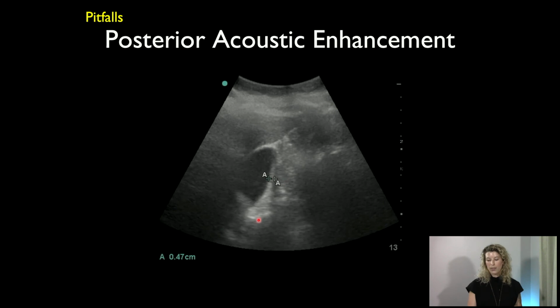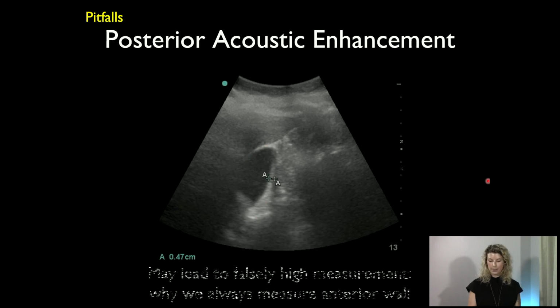So at the back of a fluid-filled structure like the gallbladder, like the bladder, like the eyeball, you'll see a very bright structure, and it can actually cause false thickening of that wall, which is why we only measure the anterior wall of the gallbladder. You could get false thickening if you measure the back of it because of posterior acoustic enhancement.